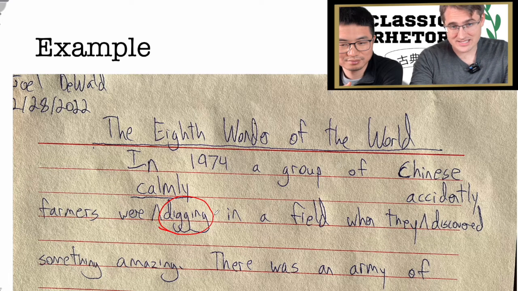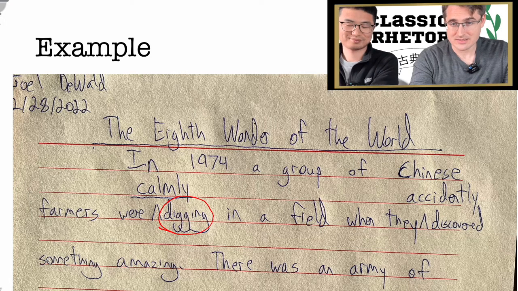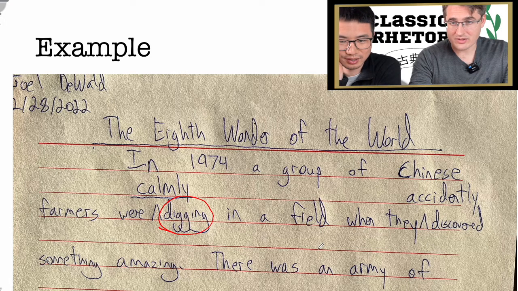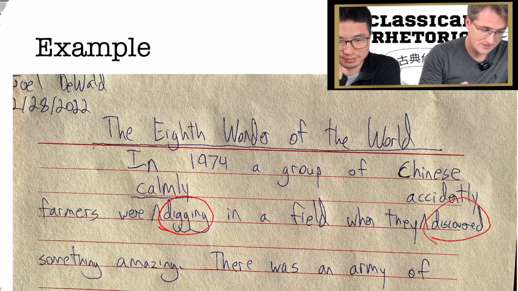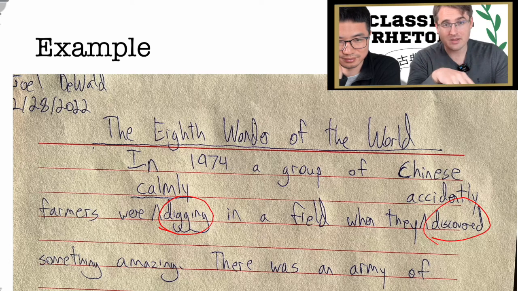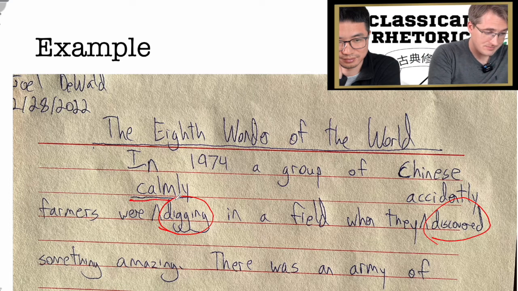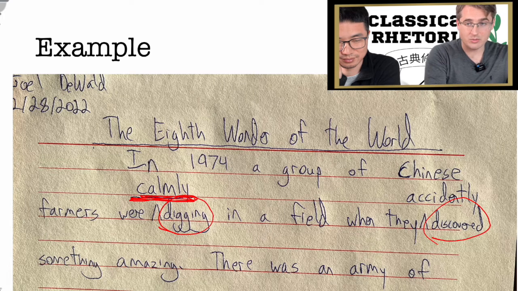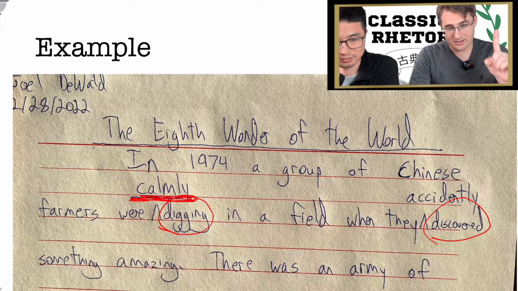They accidentally discovered something amazing. Joseph, where's the verb here? Discovered. Great. Okay, so I have two adverbs in my paragraph now. I'm going to choose just one adverb in each paragraph and underline it. I have underlined calmly. I do not underline accidentally. I only underline one style point in each paragraph.